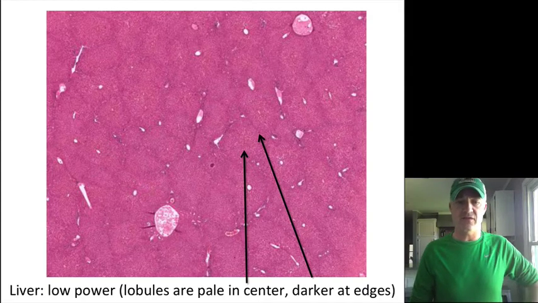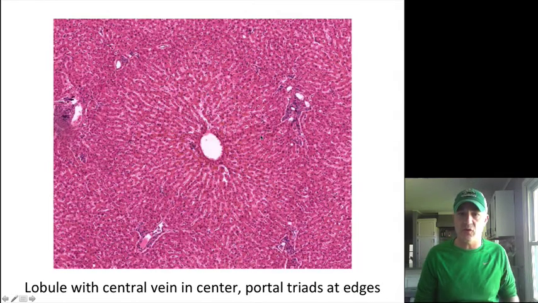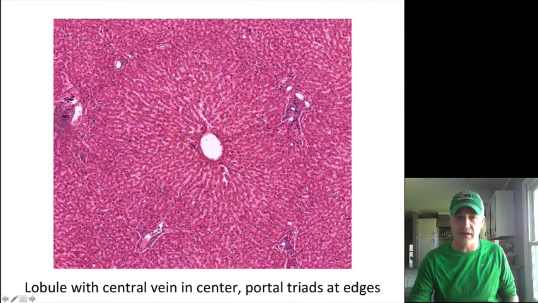So we can see a zoomed out low power one here. You can kind of see it's pointing at the center with this arrow right here, pointing at the edge right here. If we zoom in a little bit more, you can kind of see that basic shape right here, that hexagon shape, central vein. You can see a portal triad right over here.